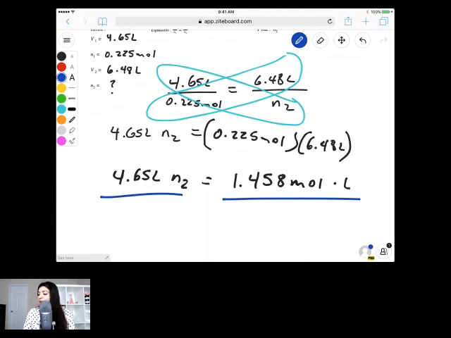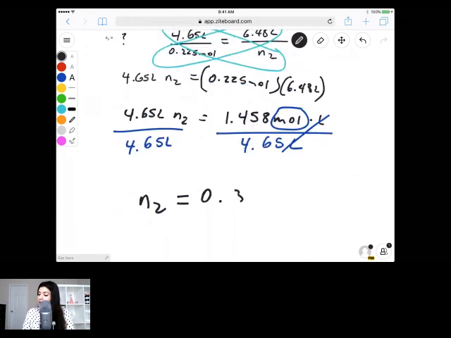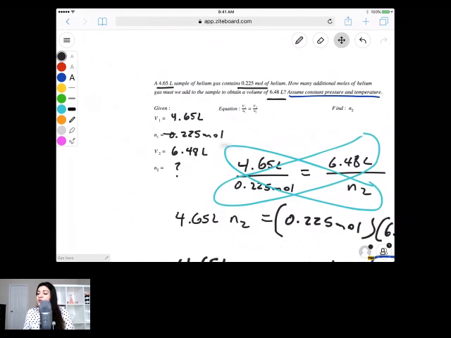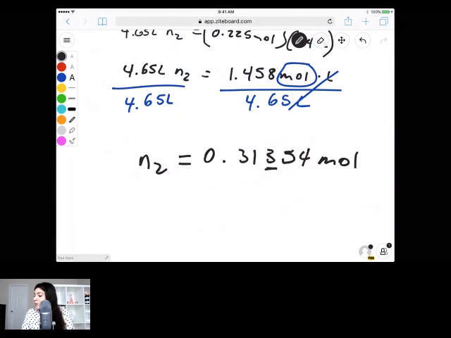And then I'm going to divide both by the liters, so that unit will cancel out and give us moles. So those liters, as we see, they cancel, and then we'll get moles, which is what we're looking for. So 1.458 divided by 4.65, and this will give us N2 is equal to 0.31354 moles. Check out how many sig figs we're rounding to. Going back to our given, we have 3 sig figs for absolutely everything, right? Remember that leading zeros don't count. So in our case, we'll round this to 3 sig figs. I'm going to stop here and look to the 5, and that's going to round up. So our answer is 0.314 moles of helium.